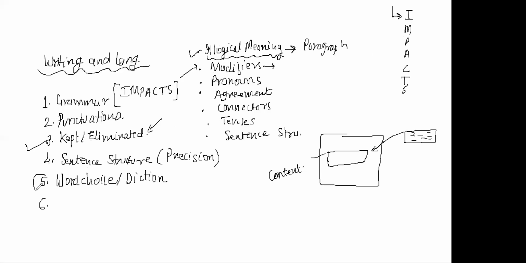It could be related to word choice, or in fact the rest of the things are covered, all the four are already covered here, right? Of course, punctuation is something which is not covered. So sometimes the question could be related to punctuation or word choice, otherwise the rest of the things would be checked by this formula of IMPACTS itself. So the moment you look at a question of grammar, you can decide whether it is one of these and then go about solving. Now, what is this modifier?